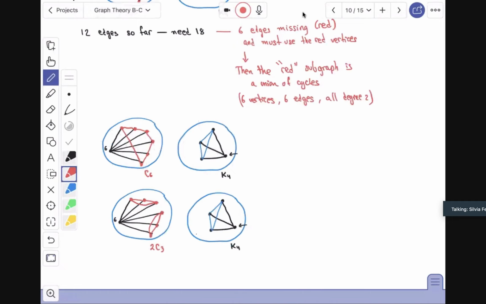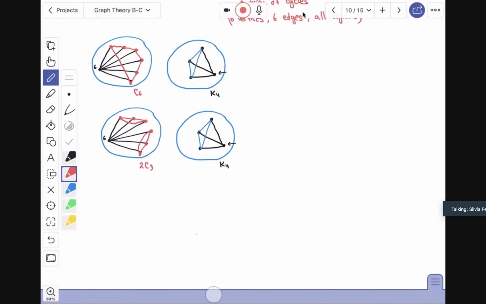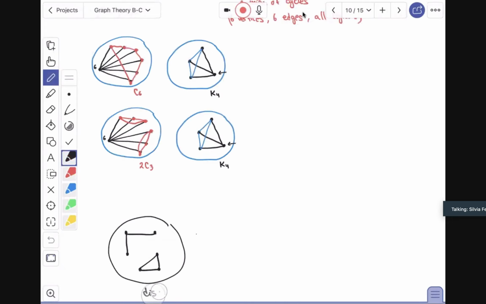So if I give you any graph, I gave you several examples before, but there are graphs that are clearly disconnected. Something like this. If this is my graph, this is disconnected. And to show that it's disconnected, I just need to indicate two vertices that are not connected by a path.